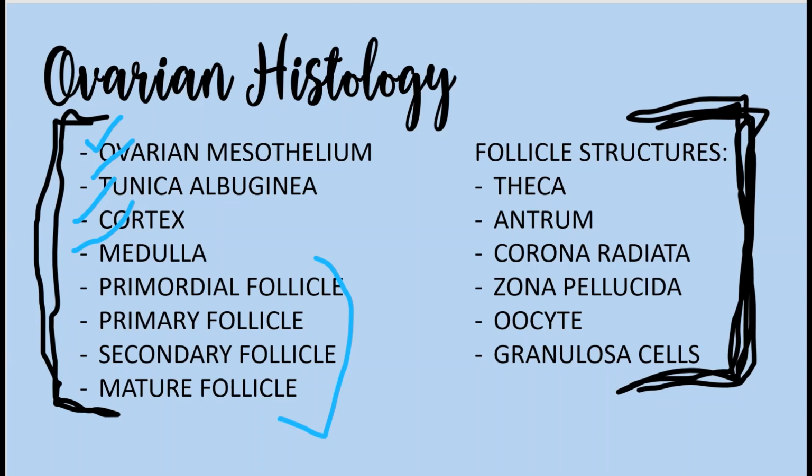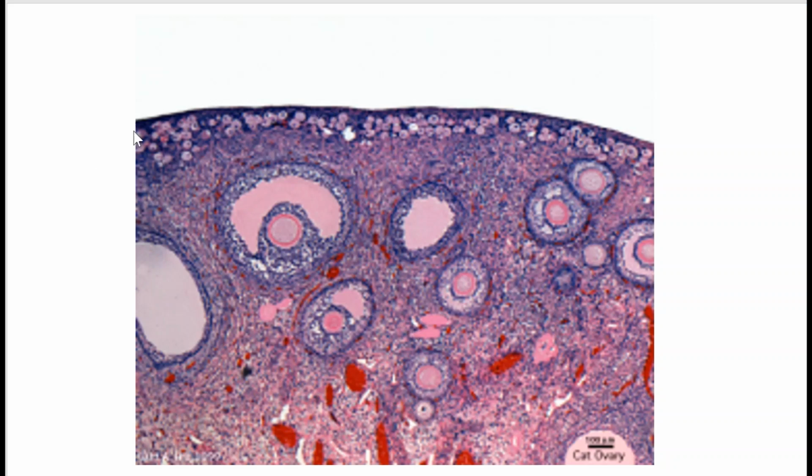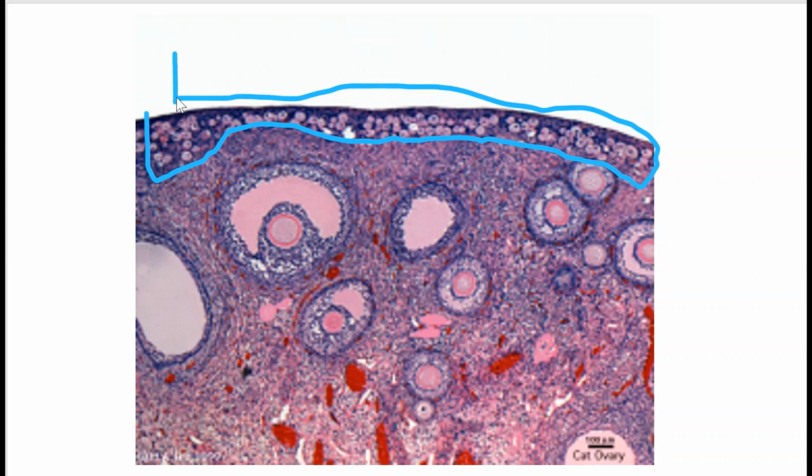Let's start out with this picture here. Whoa, I skipped really far down. Okay. So you see these little babies up here that's close to the tunica albuginea and the ovarium mesothelium? These are our babies, which is the primordial follicles. Okay?